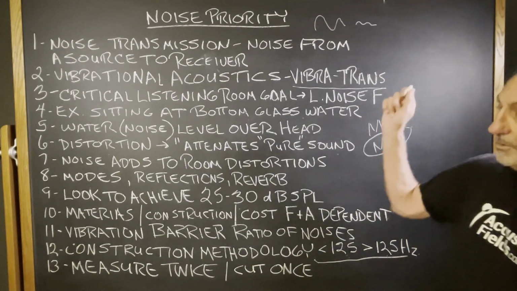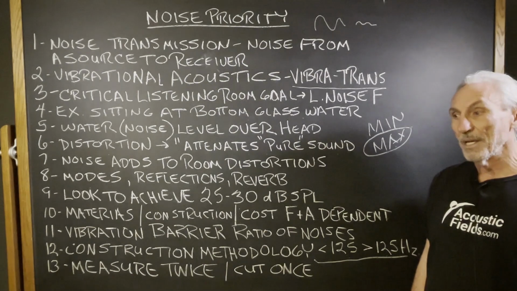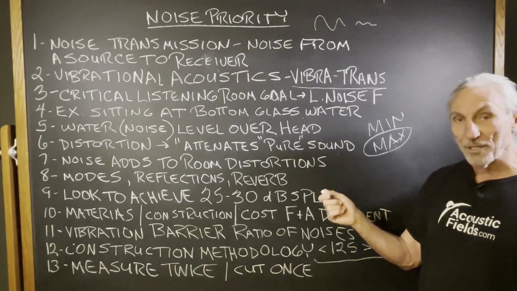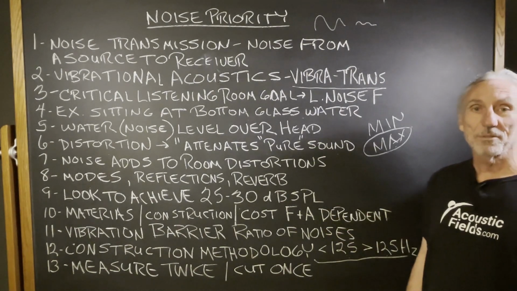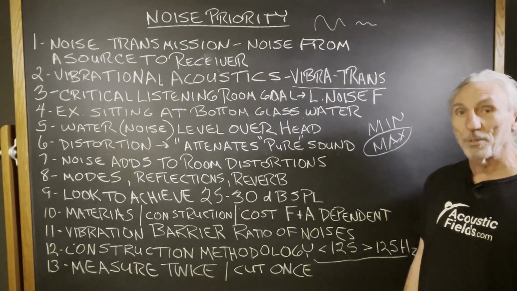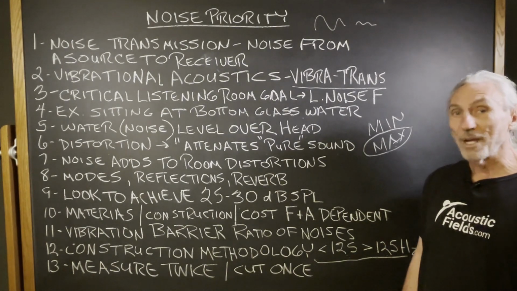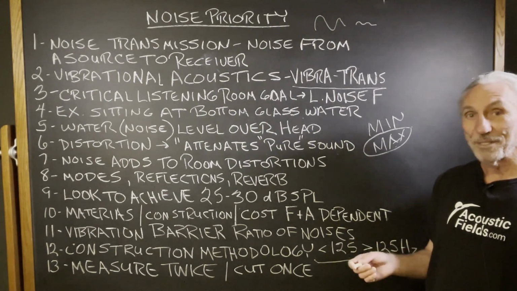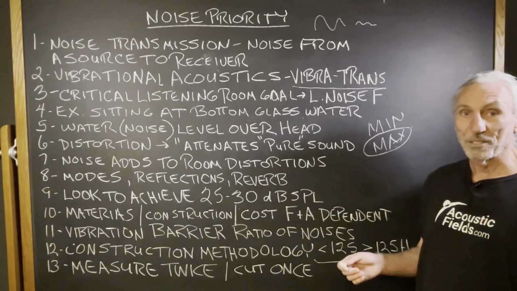So noise has got to be a priority in your room. It's just as important as modes and reflections. Why do we go after those first? Well, because noise transmission reduction is a permanent build. It's a construction fix. You're not going to hang a panel on the wall and fix noise. And anybody that tells you that is talking nonsense, okay? They're just trying to sell you something that won't work.